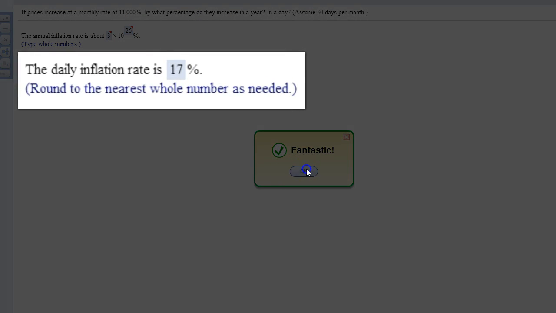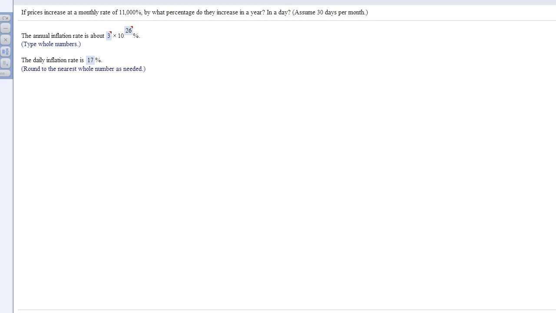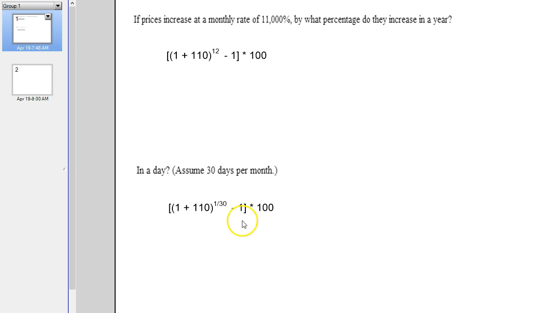Alright, so we just plug it into that formula. Just remember, because it's telling me that there are 30 days in a month, I just have to put a 1 over 30 right there.